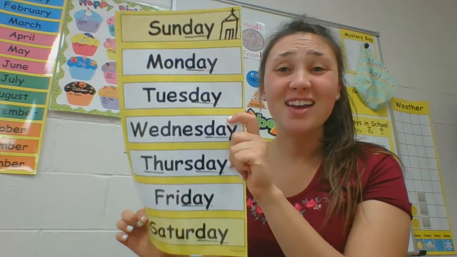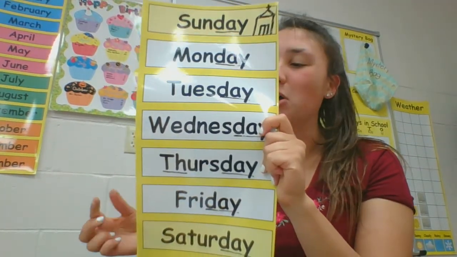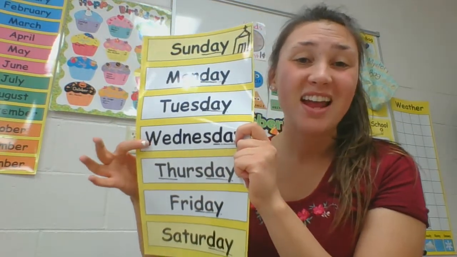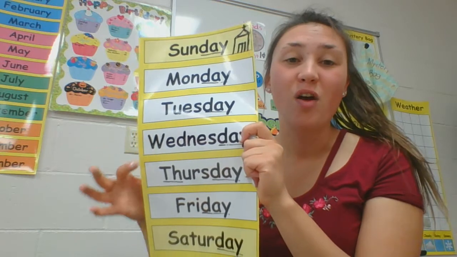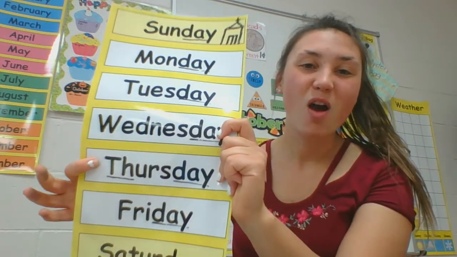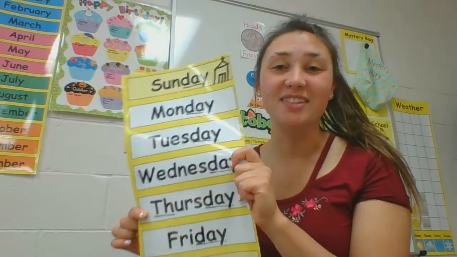All right. And what day is it today? If yesterday was Wednesday, what is today? Thursday. That's right. Say today is Thursday.